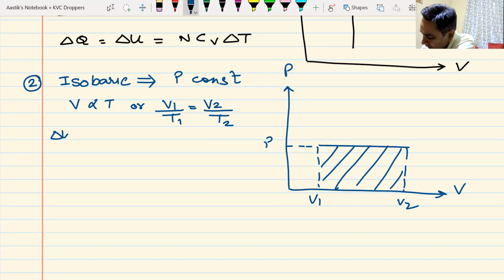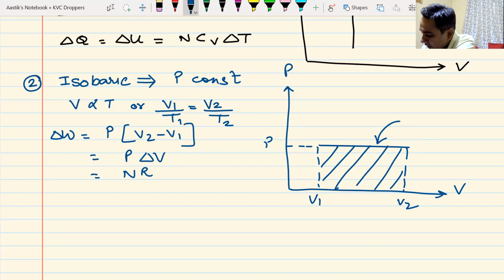This work done, delta W, as you can see from the area of this graph, this is a rectangle. The area of this rectangle is length into breadth. Breadth is P, length is V2 minus V1. I can write it as P into delta V. I can also write it as nR into delta T.